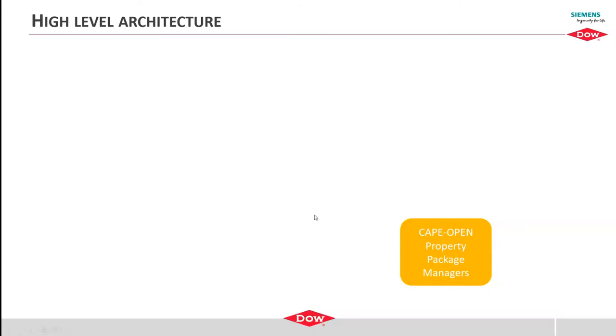So first, the Cape Open interop: we implemented this layer. This is where the material object is created, and this is where the Cape Open interfaces were implemented. This layer communicates with the Cape Open property package managers through the interfaces we implemented, and it gives the required fluid properties at a requested state point, like temperature or pressure.